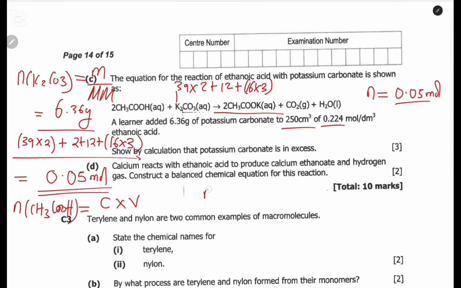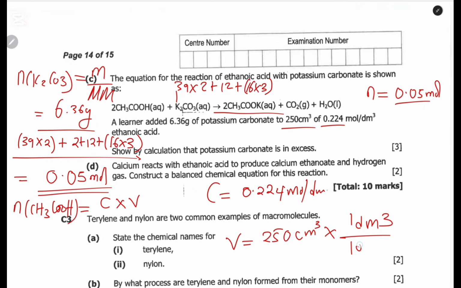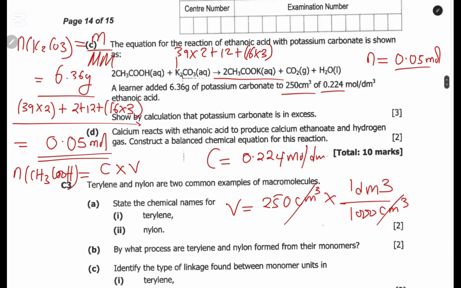The concentration is 0.224 mole per decimeter cubed. Then the volume that we have is 250. Now we need it in decimeter cubed. So 1 decimeter cubed of volume is equal to 1,000 cubic centimeters, so the cubic centimeters cancel. This is just the same as 250 divided by 1,000 in decimeter cubed, and this gives us 0.250.